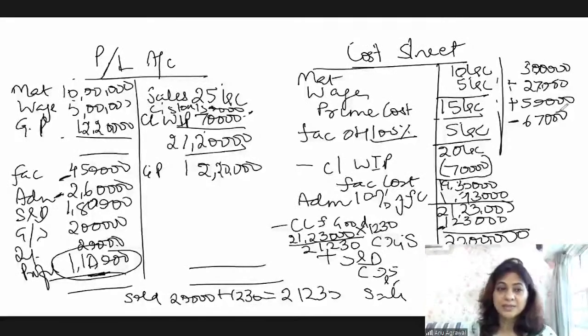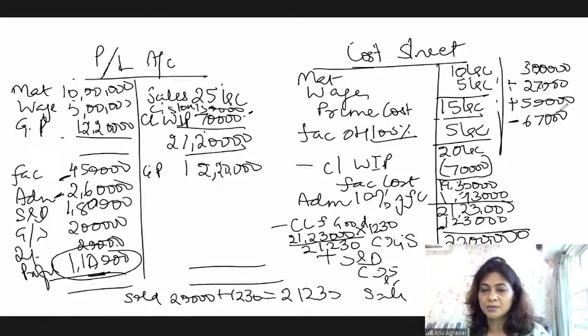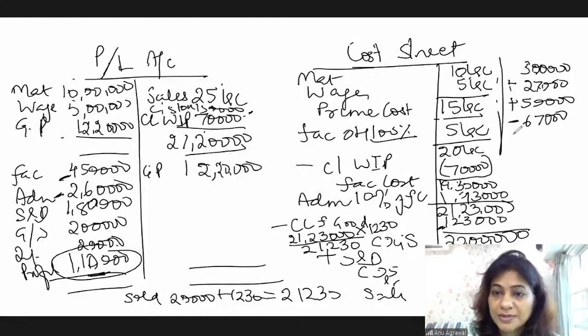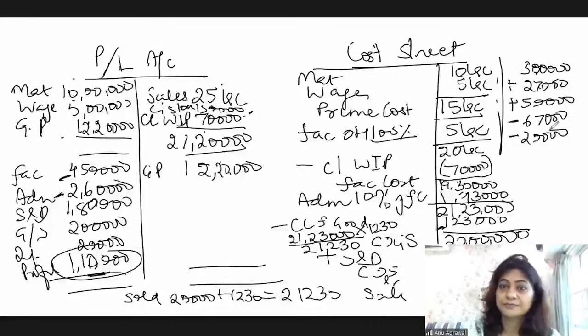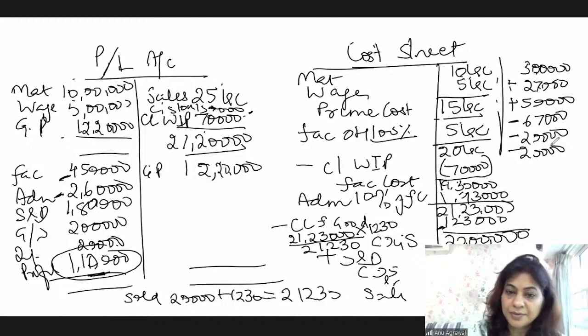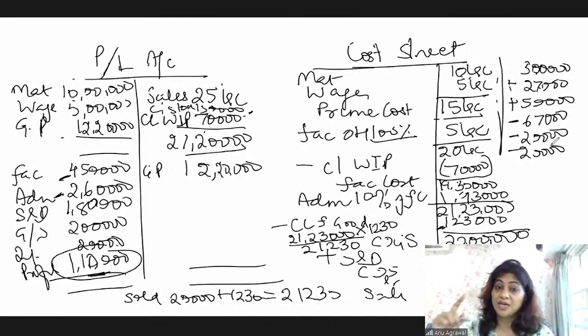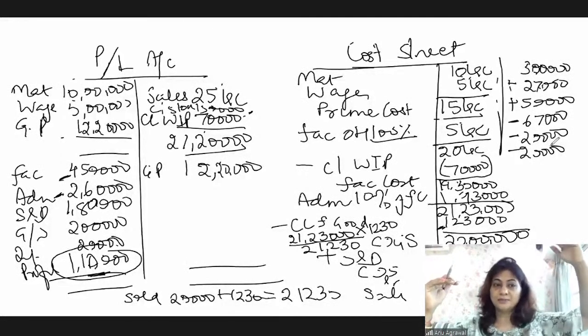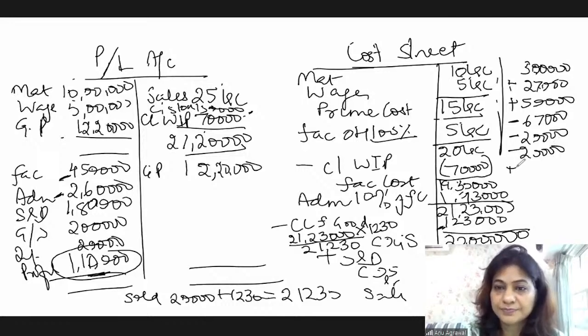Then the next, goodwill. We don't recognize goodwill in costing, so the costing profit is higher. If I want to reach the finance profit, I should reduce this 20,000. Interest, same thing. Then selling and distribution. Selling and distribution was 1,80,000 here and 2 lakhs there. We have charged higher in costing, so the profit in costing is lesser and in finance it is more. So I need to add this.